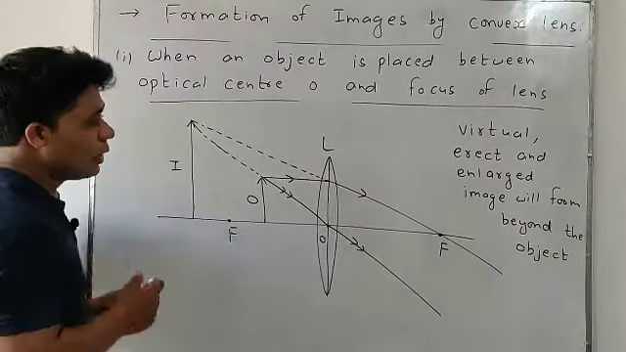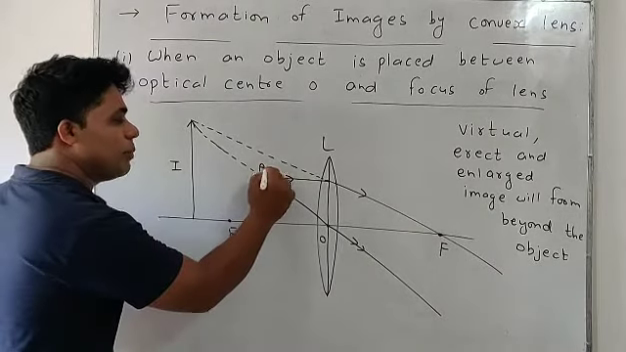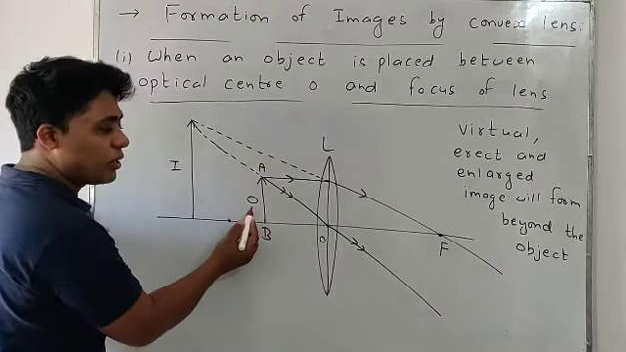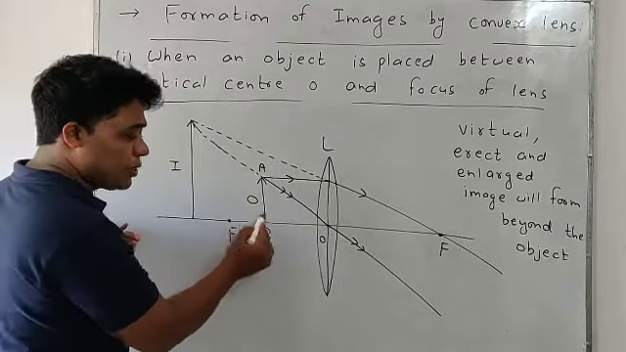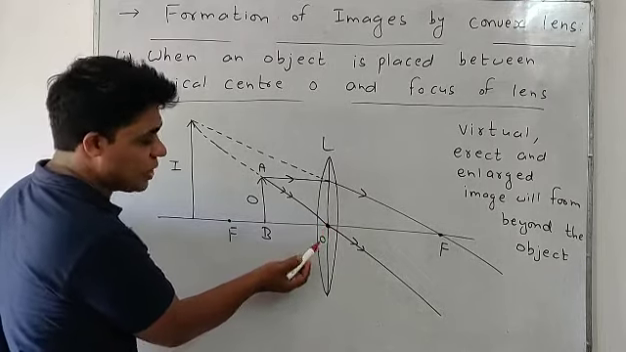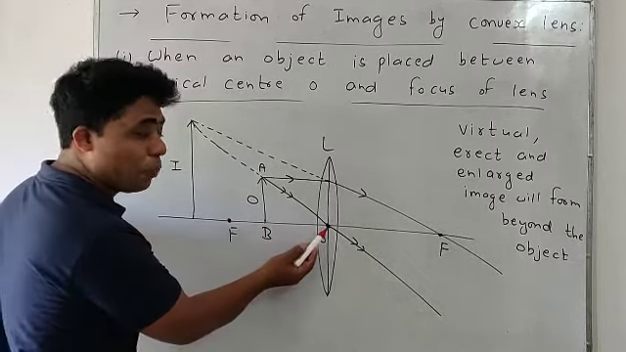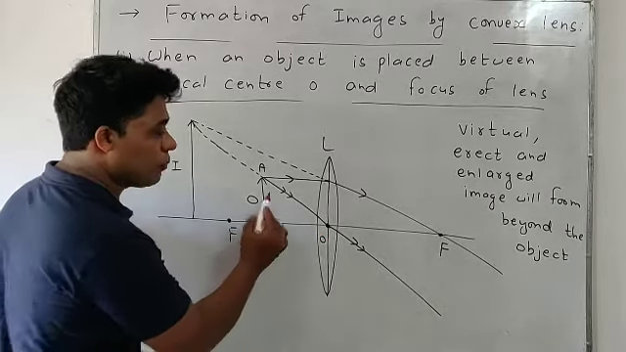Look at students, this is the convex lens, this is the object. Let it be AB. AB is the object. It is placed between the optical center, the center of the lens, which is called the optical center, and this is the principal focus. The object is placed between the optical center and the principal focus.